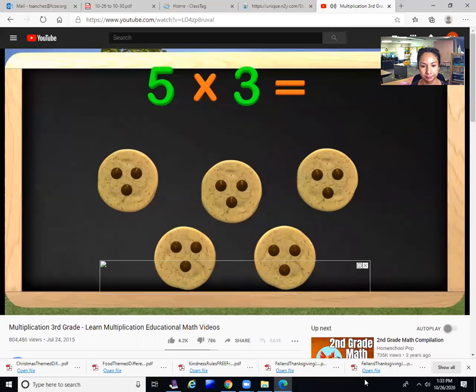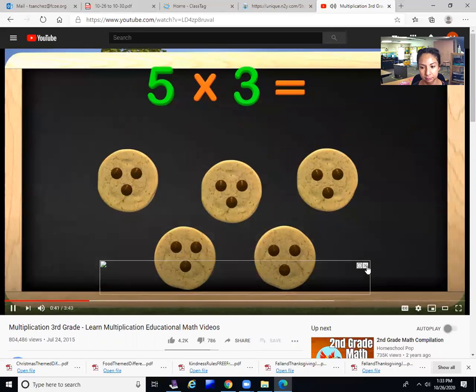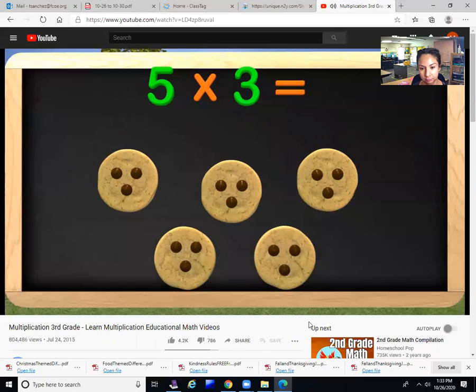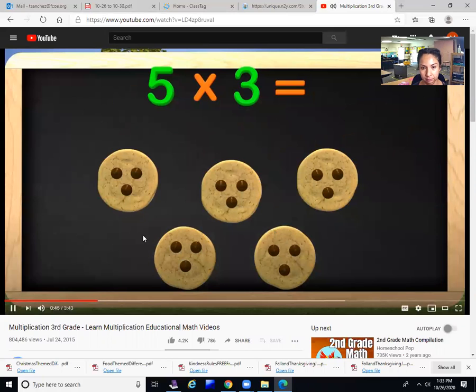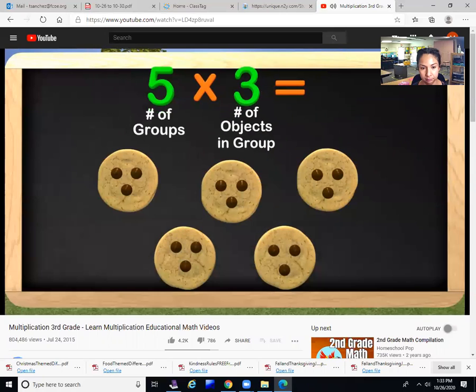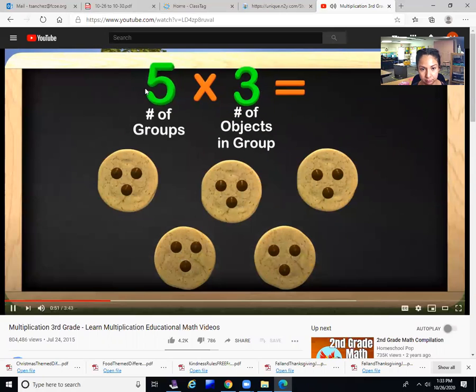Wait a minute. My robot brought me some cookies, but how is that going to help me? I know. He wants me to look at different ways to multiply, and drawing a picture is a good way to do this. When multiplying, we can look at the 5 as being the number of groups, and the 3 as the number of objects in the group. These cookies show this concept.